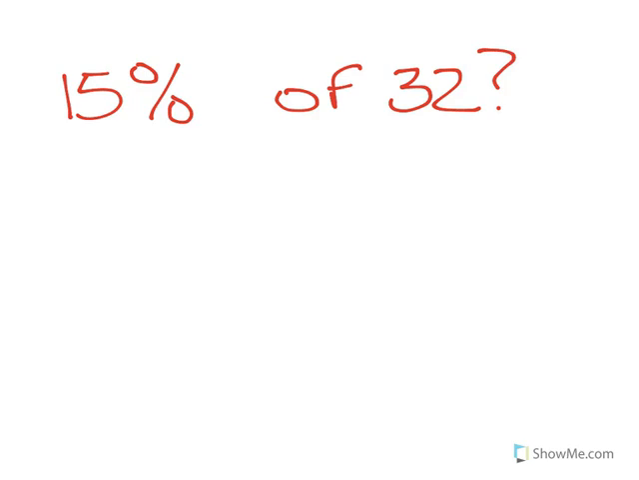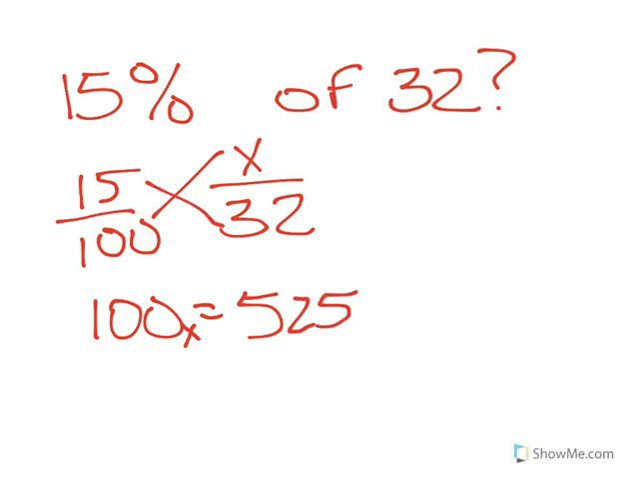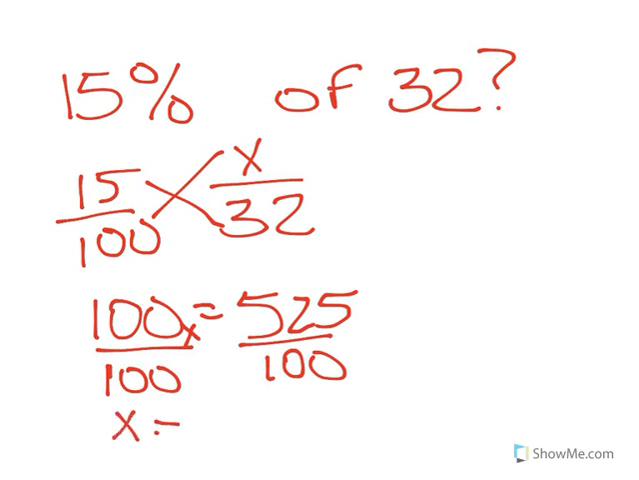Let's make that, okay, that's good enough. So 15 for 100 is over of, cross multiply. Isolate the variable: I'm multiplying by 100, so divide by 100, divide by 100. You get x equals 5 1/4 or 5.25.